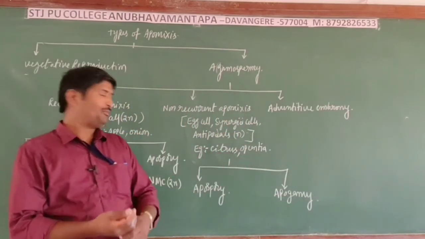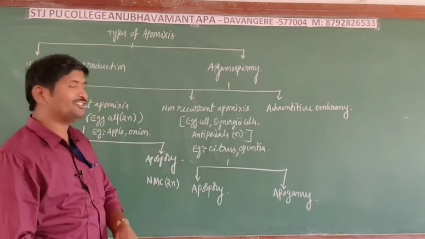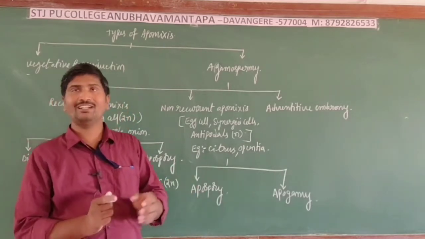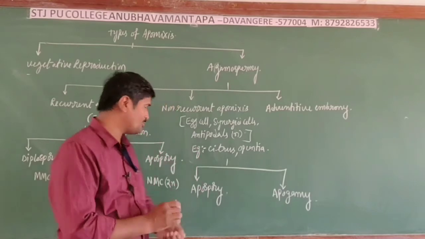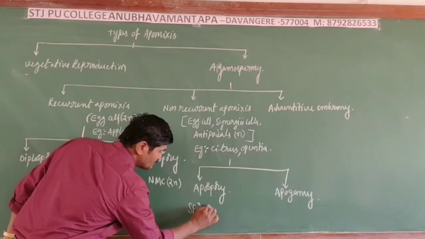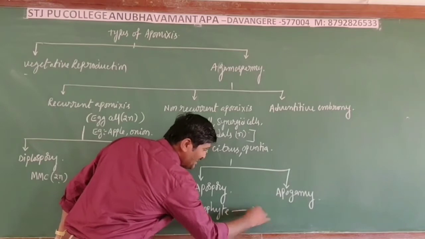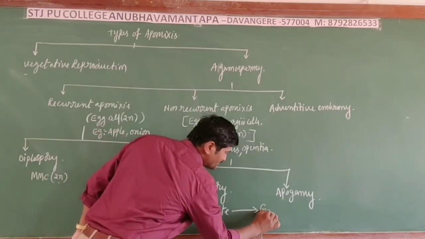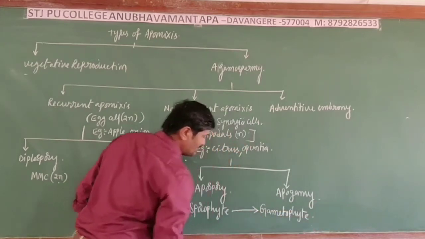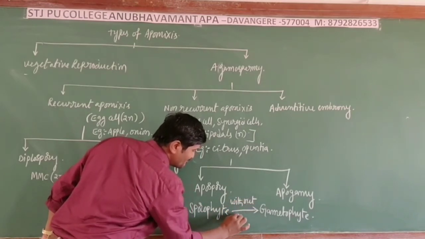Apospory and apogamy. What is apospory? What is apogamy? Generally these two terms refer to how the embryo is developed in lower plants like pteridophytes and bryophytes. First one: the sporophyte directly gives rise to the gametophyte, that is, without meiosis.